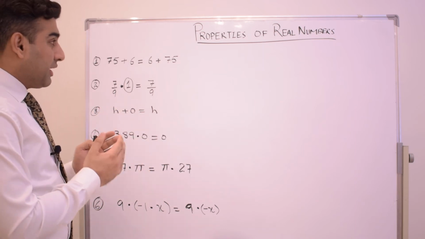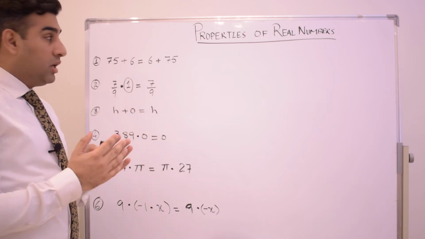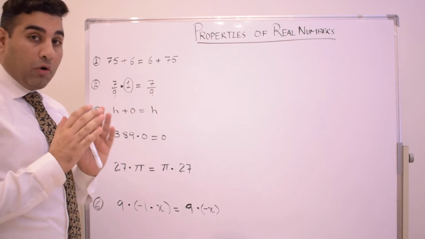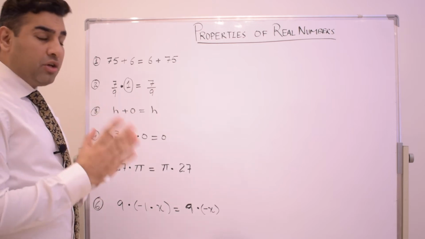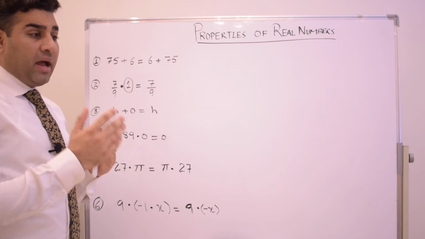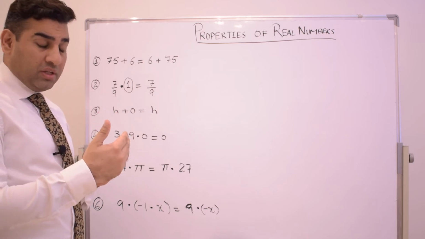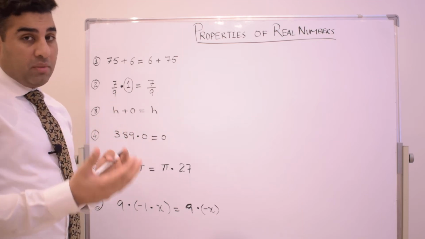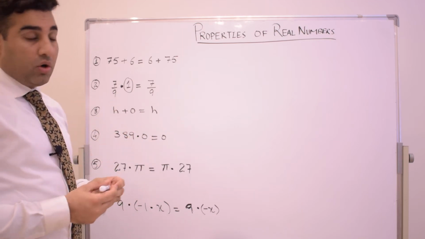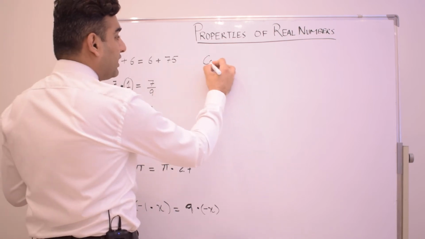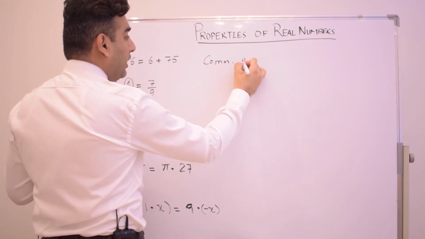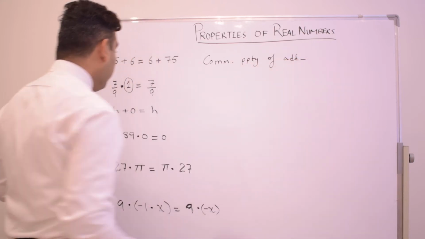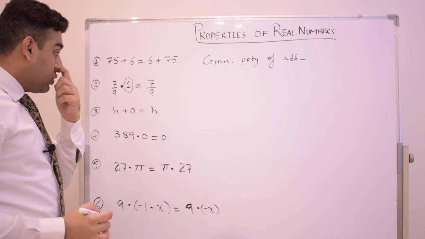So in mathematics, in real number addition, this property is called commutative property, and it holds with all real numbers. Any two real numbers, if you add them on one side of equal to, and on the other side you change their position and add them, the sum remains the same. So this property is called commutative property. So I'm going to write here the commutative property of addition.